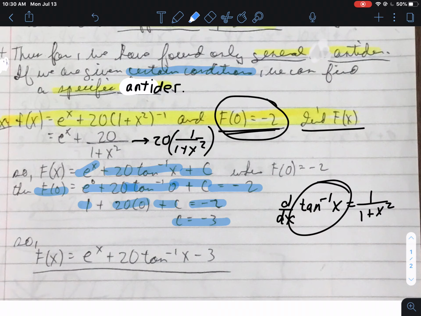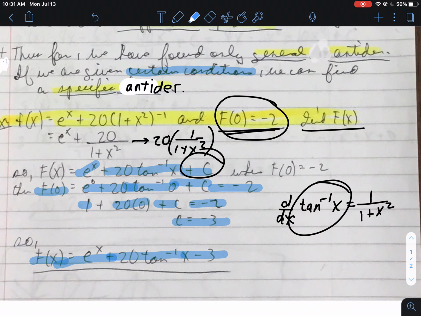Right? So once you plug in the information that's given, the value for x and the value for the function, solve the equation for c. Now, once you have your c value, don't forget to go back and plug that into your general antiderivative to give the specific antiderivative. So all I'm doing is replacing the plus c, let me not circle that one, this one, with the c value that we just found. So here's our specific antiderivative. Cap F of x then would be e to the x plus 20 inverse tangent of x minus 3. Right? So that's how that works.